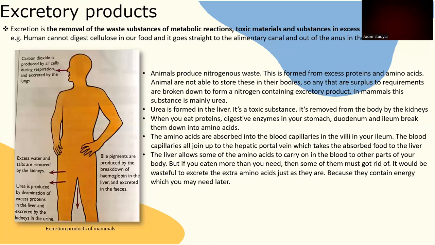On the right hand side is a diagram that shows the excretory products. Carbon dioxide is produced by all cells during respiration and excreted by the lungs. Excess water and salt are removed by the kidney, and urea is produced by the deamination of excess protein in the liver and excreted by the kidney in the urine. Bile pigments are produced by the breakdown of hemoglobin in the liver and excreted in the feces.